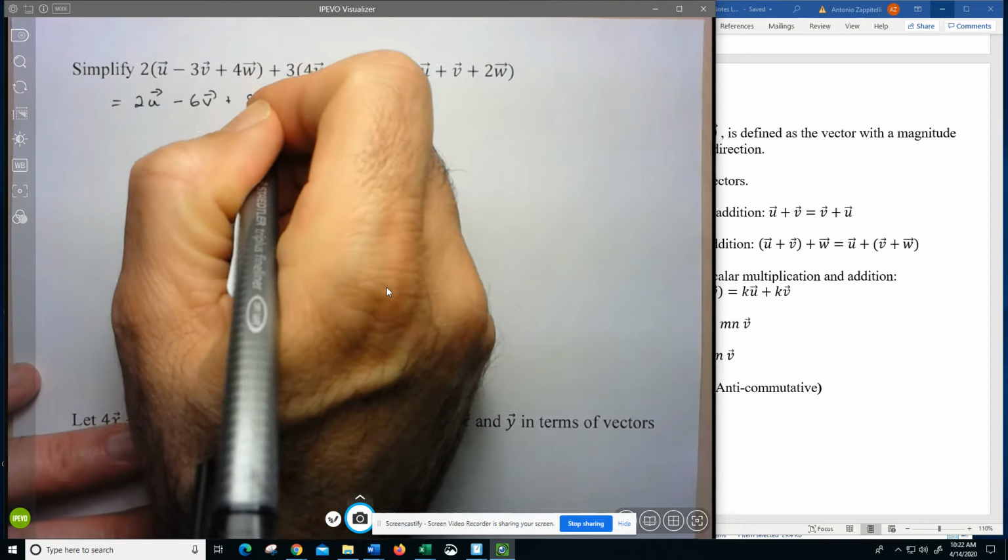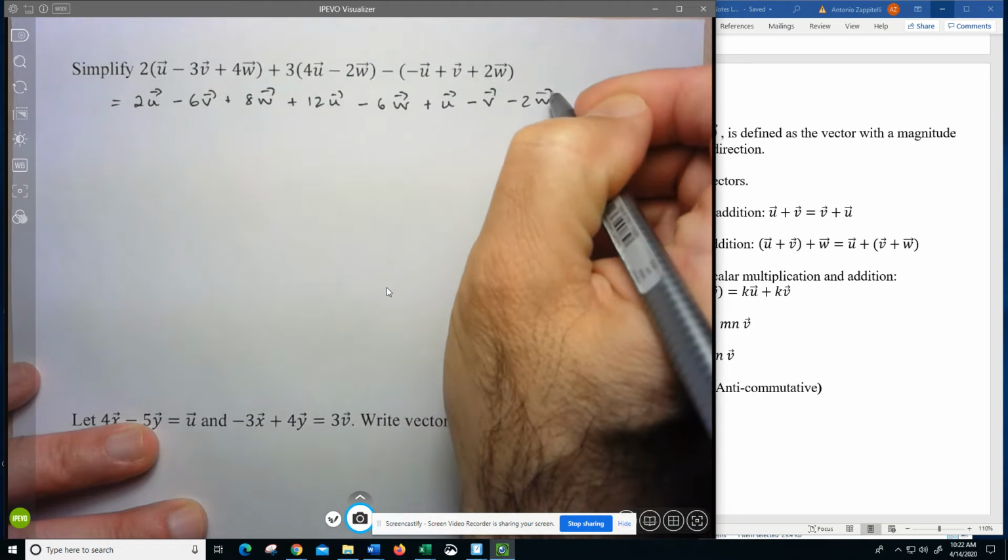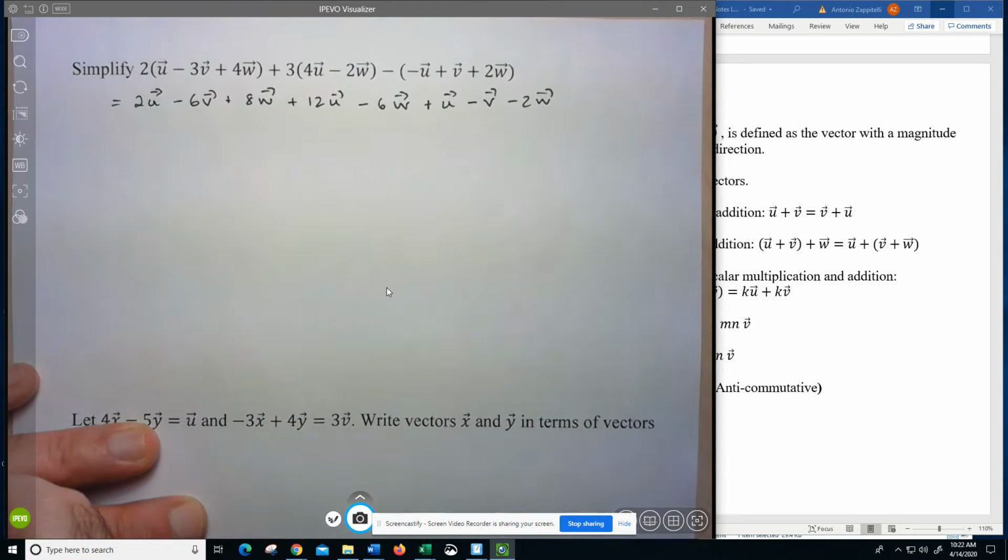And now I can do the same thing here, do another distribution. So plus 12u minus 6w. And then here, this is just going to be plus u minus v, and then minus 2w. Okay. Now we can use the associative and commutative properties to change these around in whatever order I like. So in particular, I'll bring all the ones that are, I'm going to use the, like terms, because these do behave like terms.